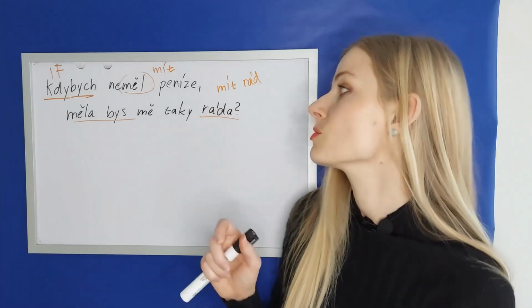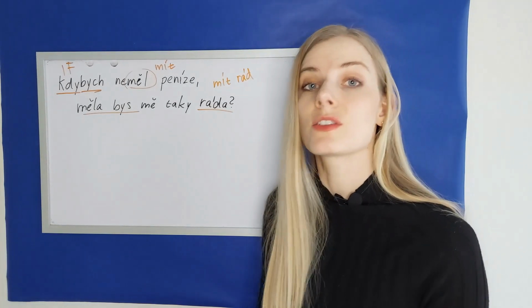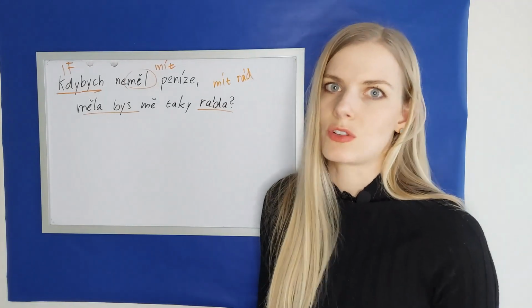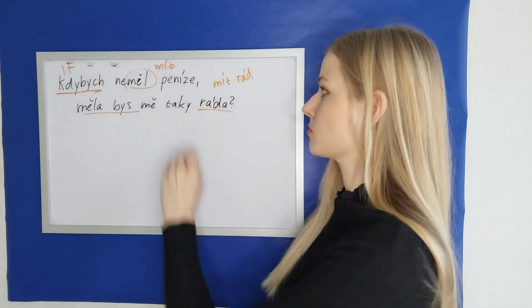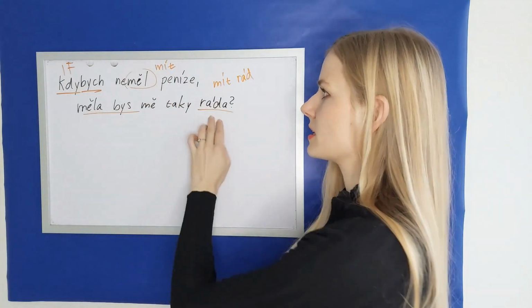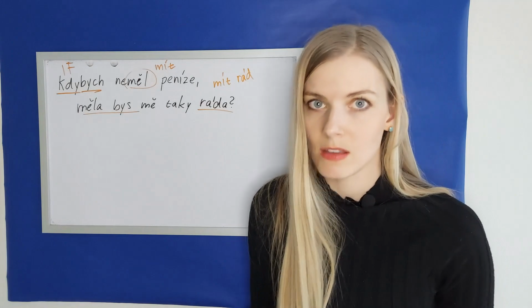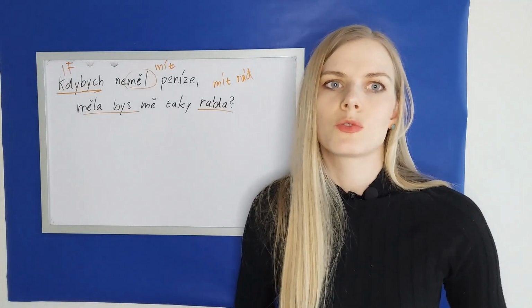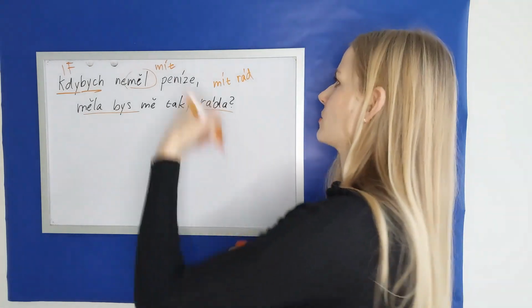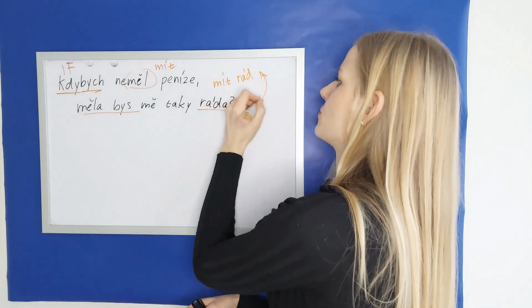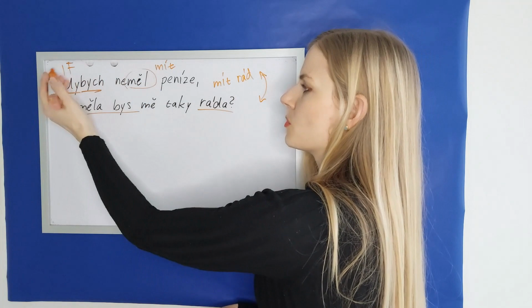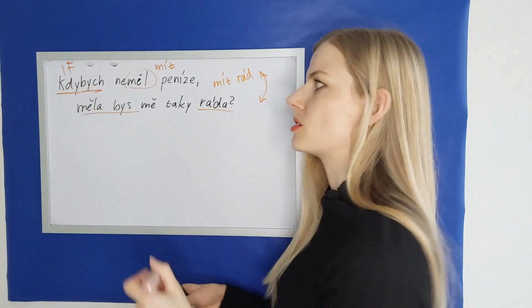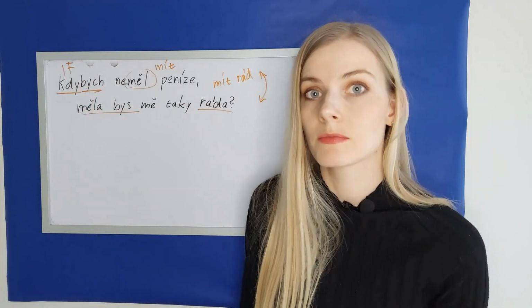Okay. I also want to tell you, just like in English, you don't have to start a sentence with a condition. It doesn't have to be if blah blah blah then. You can also switch it. You could say, měla bys mě taky ráda, kdybych neměl peníze. It depends what you need to start a sentence with. So it is possible to switch these two. But obviously, the structure will be exactly the same. When you need a condition, it has to start with kdybych and then the verb in past tense.